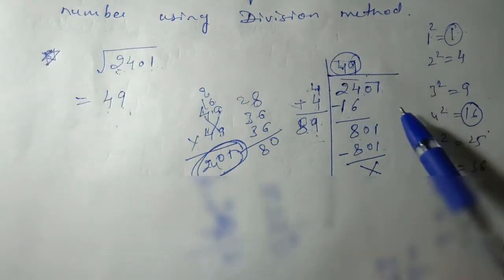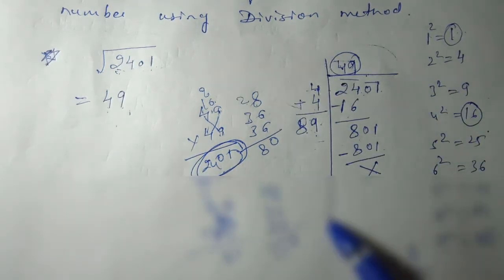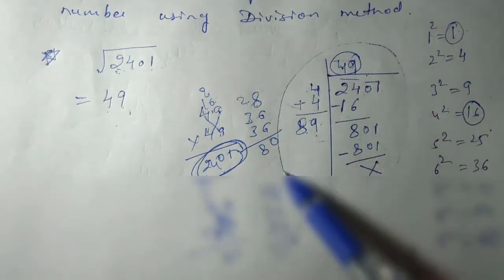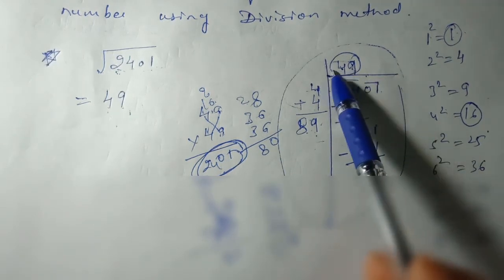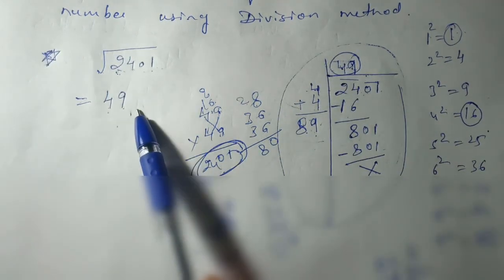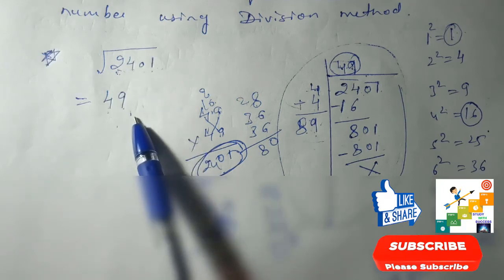So through the division method we can find the square root. This is the division method, this is the process that you have to follow, and on the basis of this the number that you get at the top will be taken as the square root of the required number.